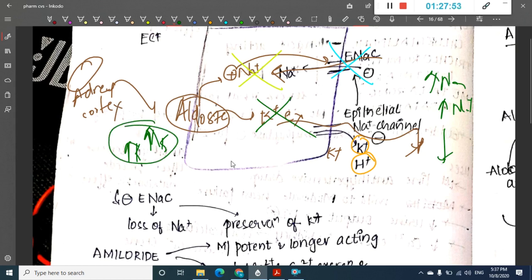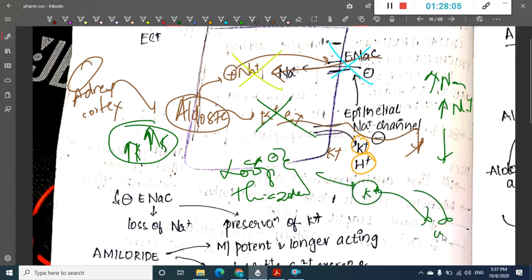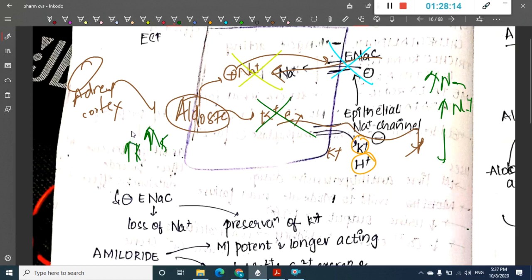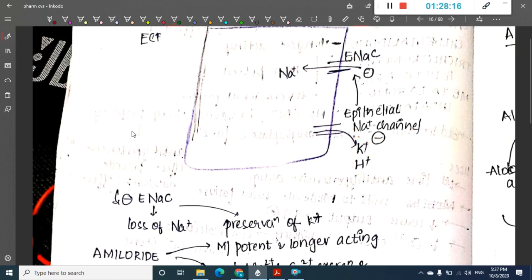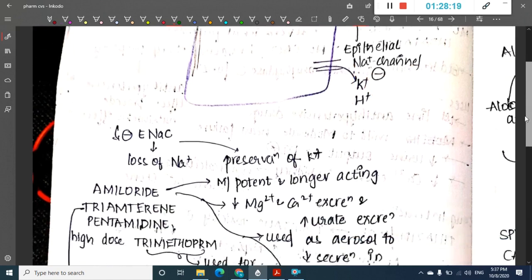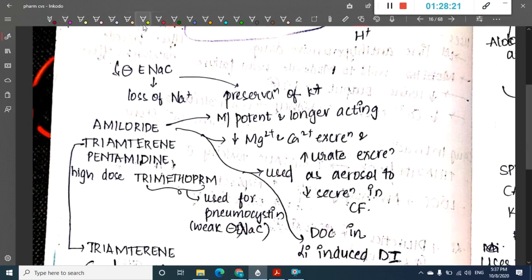If you remember all the diuretics which we have seen, loop diuretics, thiazide diuretics, or the carbonic anhydrase inhibitors, all these cause loss of potassium in the urine. But this is the only type of diuretic which is potassium sparing, which will cause potassium to be preserved. So this is how the epithelial sodium channel acts and why potassium is preserved. Here there is loss of sodium and preservation of potassium.